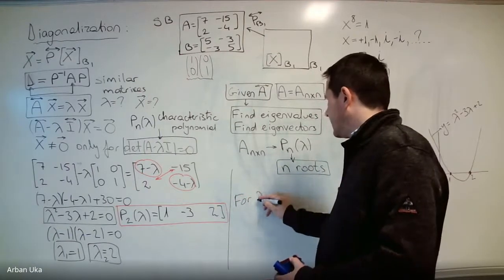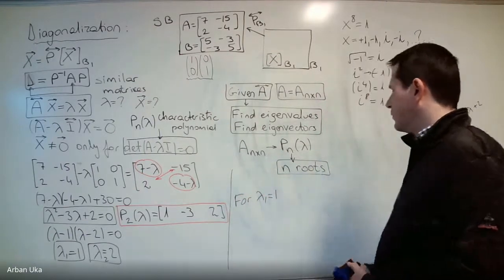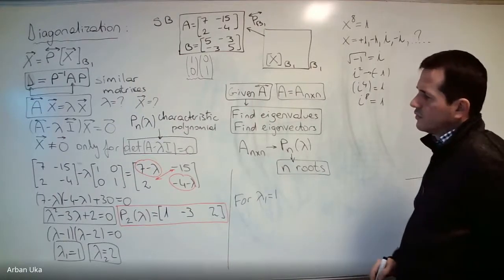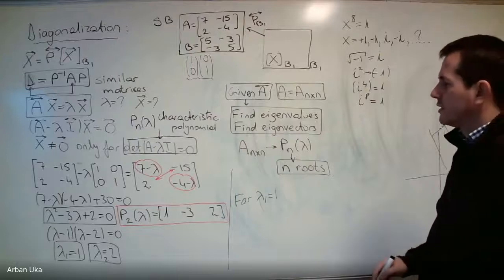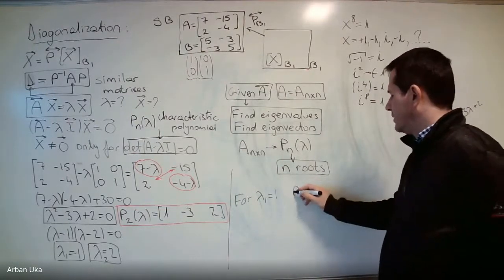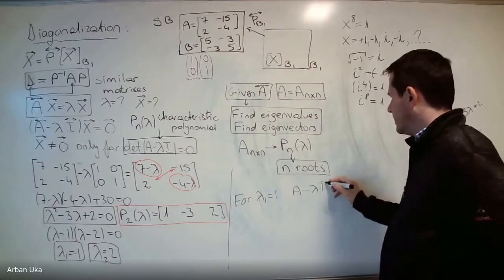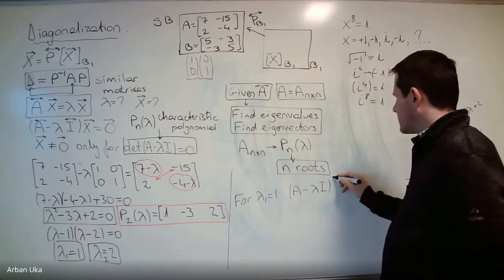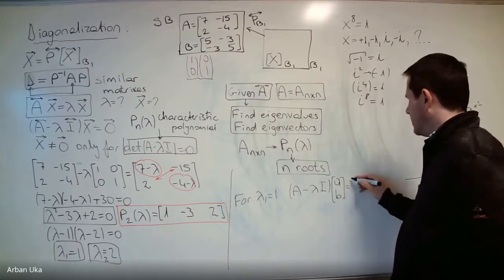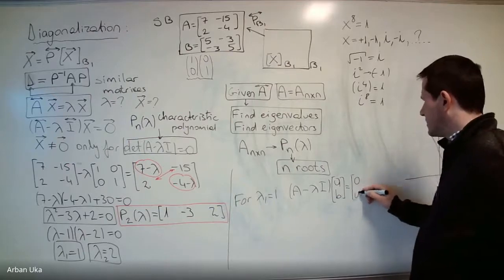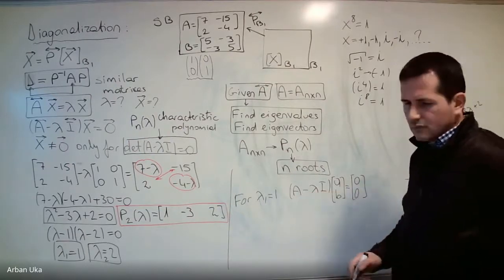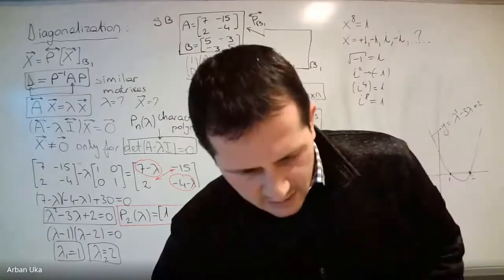For lambda 1 equal to 1, what is the equation that we have to deal with? The equation that we have to solve is that we have (A minus lambda I) times a vector which is 2 by 1, say (a, b). This should be equal to what? (0, 0). Okay? So what is A minus lambda I?